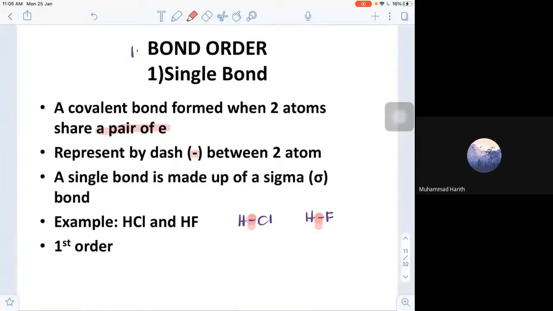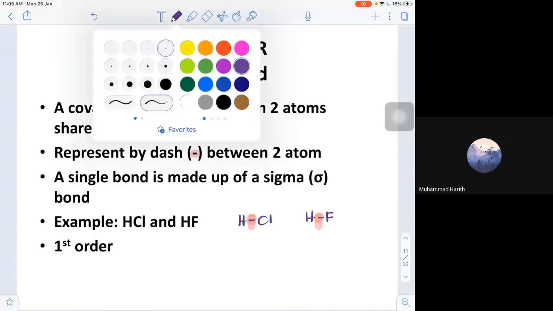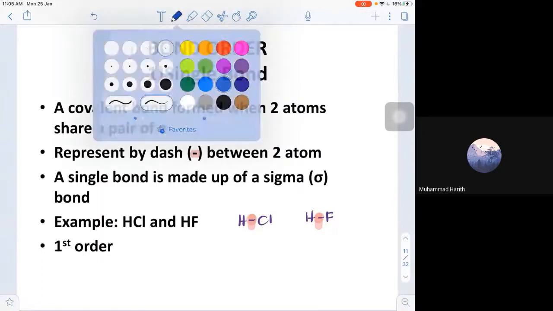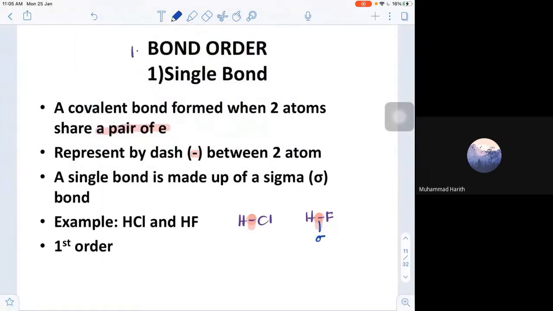And when we have a single bond, we have to know that the bond is a sigma bond. What is a sigma bond? We'll discuss after this. Remember it first. When we have a single bond, the bond is actually sigma type. And coming back to the properties, it is about the bond order. When we have a single bond, the bond order is first order.